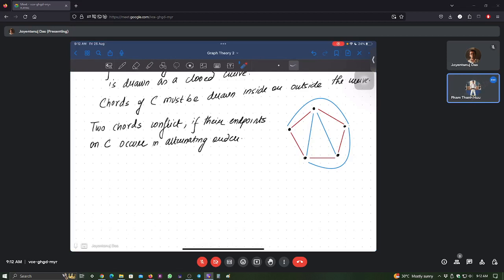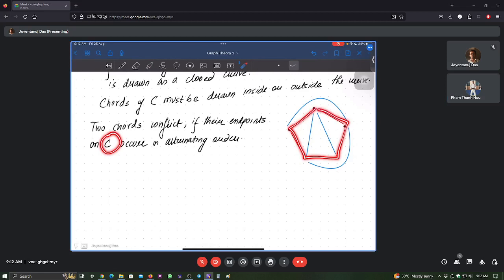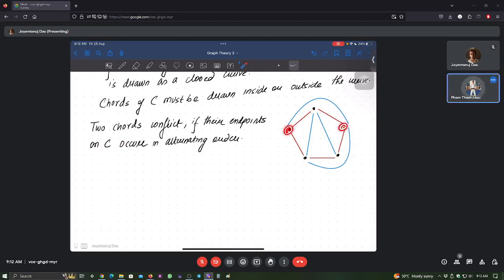I know this conflict was in the statement. I don't get the condition. C is the spanning cycle, right? Now the chord endpoints are what? An endpoint of the chord is this one, and this is the other endpoint, right? And also any two vertices. Yes, but this and this, right?